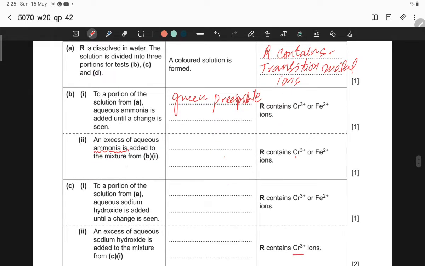An excess of aqueous ammonia is added to the mixture B1. R contains chromium and iron 2 ions. Green precipitate, insoluble.